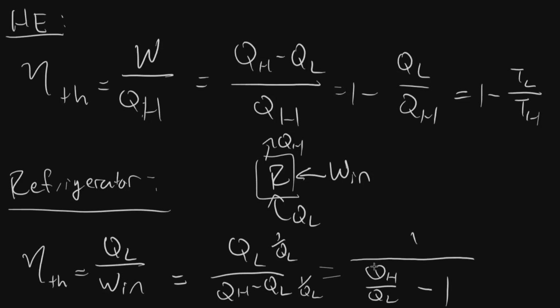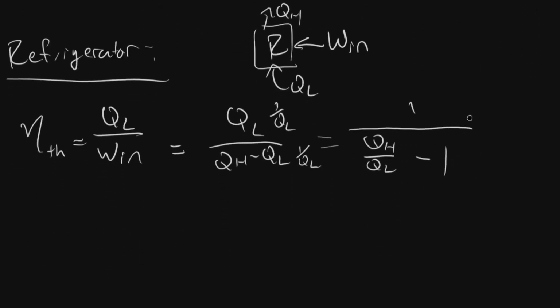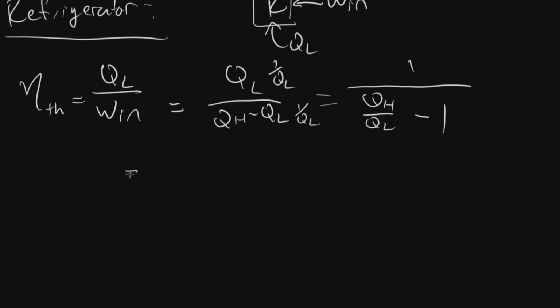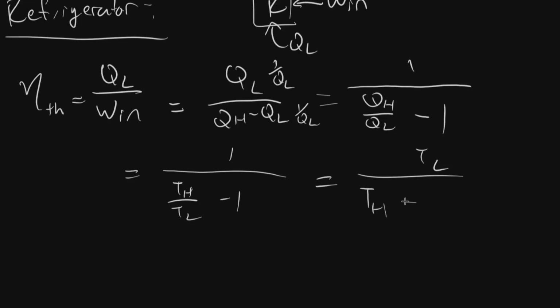And hey, QH over QL, we know that has to be TH over TL in our ideal case, so this would be 1 over TH over TL minus 1. And if you multiply through, you would get TL over TH minus TL, if we multiply the top by TL and the bottom by TL. And so now, if we just know the temperature of the reservoirs, we can find the efficiency in the ideal case, and we can compare that to our real one, and now we know how good our refrigerator is, right?